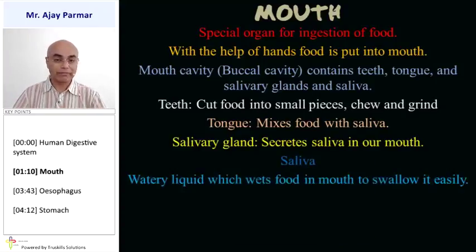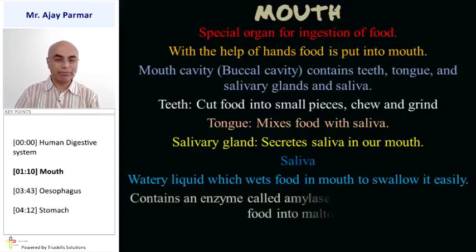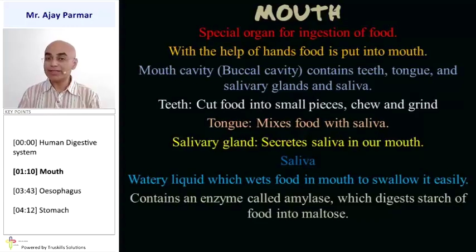Now what is saliva? It's a watery liquid. Number 1, it wets the food and makes it easy to swallow. It makes the food slimy. It contains various enzymes, especially an enzyme like amylase. And this amylase is responsible for the digestion of starch, a type of carbohydrate. And starch is digested into maltose.